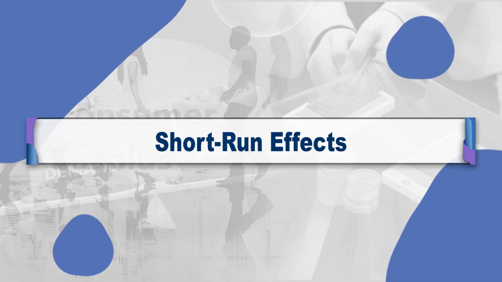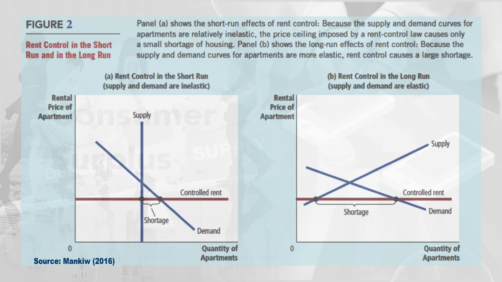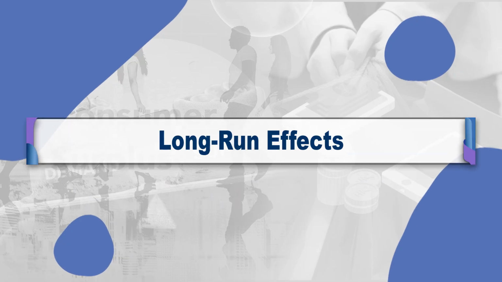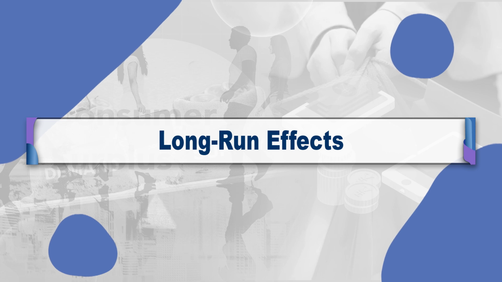Looking at the short run effects, panel A of figure 2 illustrates the short run effects of rent control on the housing market. Any binding price ceiling, rent control, results in a shortage. However, due to the inelastic nature of supply and demand in the short run, the initial shortage is relatively small. Now let us look at the long run effects.